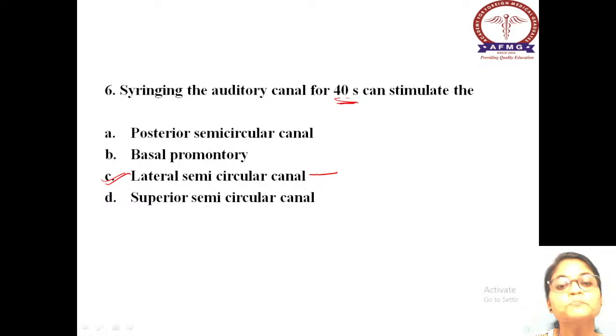So that is the reason in vertigo and nystagmus we do the stimulation of the lateral semicircular canal, to get an accurate point whether the lateral semicircular canals are working properly, so that they will be getting stimulation. That is the importance of the lateral semicircular canal. This is a direct question. The answer is lateral semicircular canal.